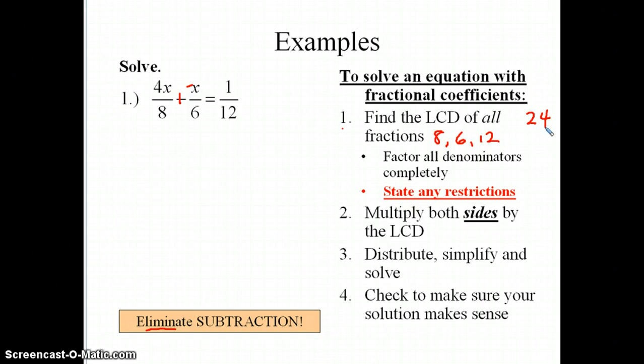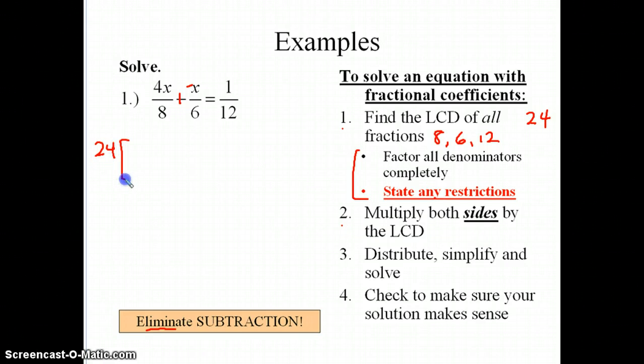When I look here, factoring all denominators completely and stating any restrictions, as I look at my problem, I see I only have numbers in the denominator. So those two steps I will not be addressing at this time. So we'll go on to step 2. We'll be multiplying both sides by the LCD.